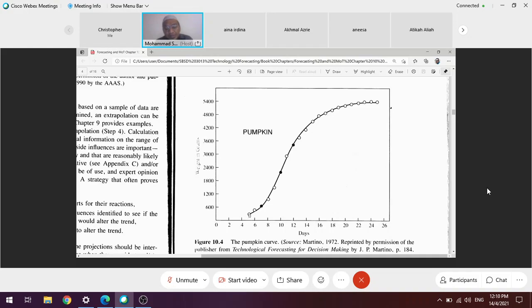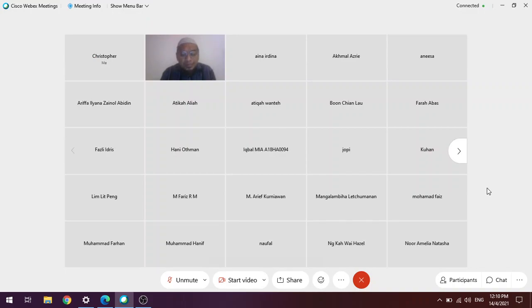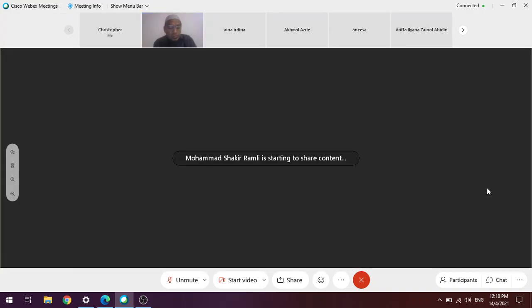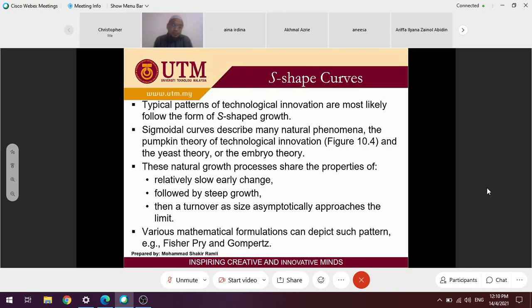Looking at this plot, it is nearly similar to what they call the sigmoid or S curve shape. Sometimes it is also called the logistic curve. To represent this S curve or sigmoidal curve, various mathematical formulations can depict such a pattern.